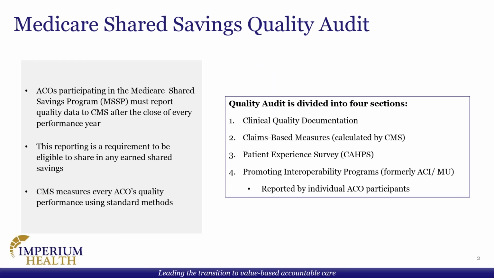ACOs participating in the Medicare Shared Savings Program must report quality data to CMS at the close of every performance year. This reporting is a requirement to be eligible for any shared savings. And the ACO's performance on the quality audit actually impacts the percentage of shared savings the ACO is eligible to receive. The quality audit is divided into four sections.